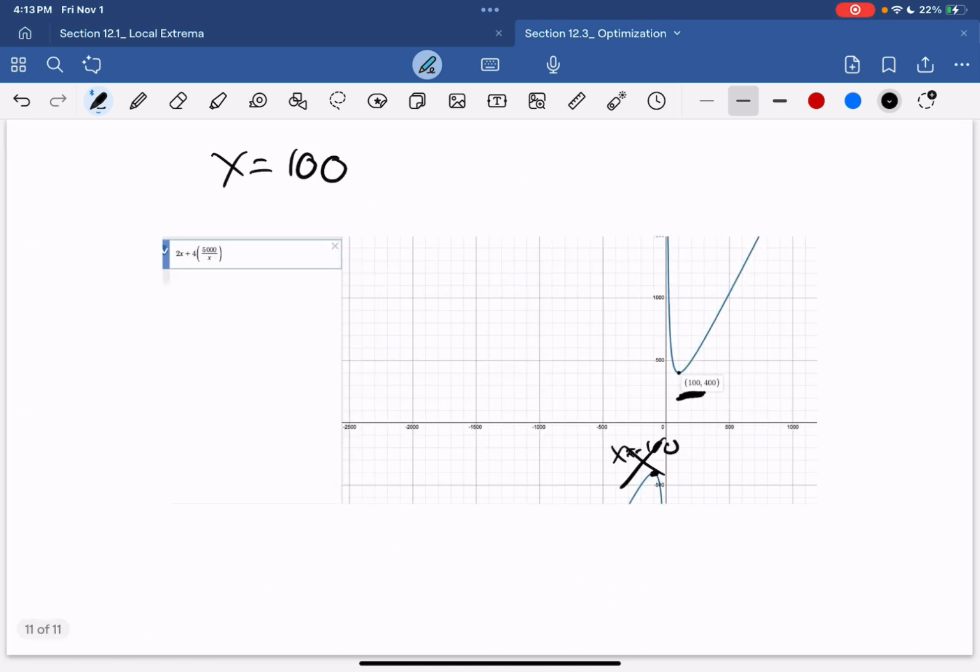I can also see that at the point 100 and 400, but I do not know what my Y value would be to make that true. So you would have to solve that like I did.